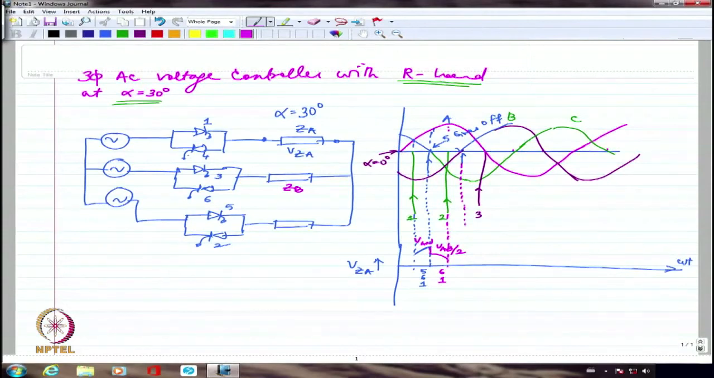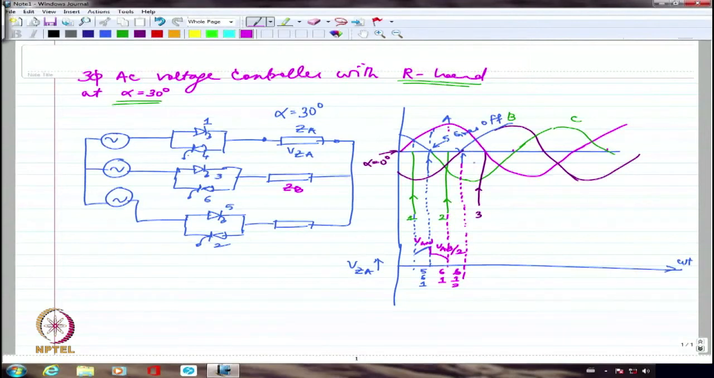the voltage of B goes into positive direction. 6 will continue to conduct. 6 will not go off. So I will have 6, 1, 2 conducting here. If 6, 1 and 2 are conducting here, anywhere 3 devices conduct, I will have per phase voltages coming up directly. So I will have the per phase voltage which is again VAN.